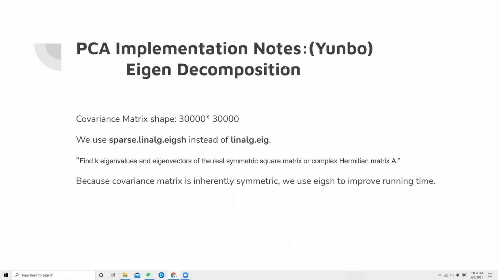Next part. Okay, this is Yunbo. So when we do the PCA implementation, for the eigen decomposition part, our covariance matrix is huge. It's 30,000 by 30,000. It takes a long time to run the algorithm. So we found a more efficient method, scipy.sparse.linalg.eigsh, which specializes in decomposing symmetric matrices. And because covariance matrices are inherently symmetric, we use this function to improve the runtime.